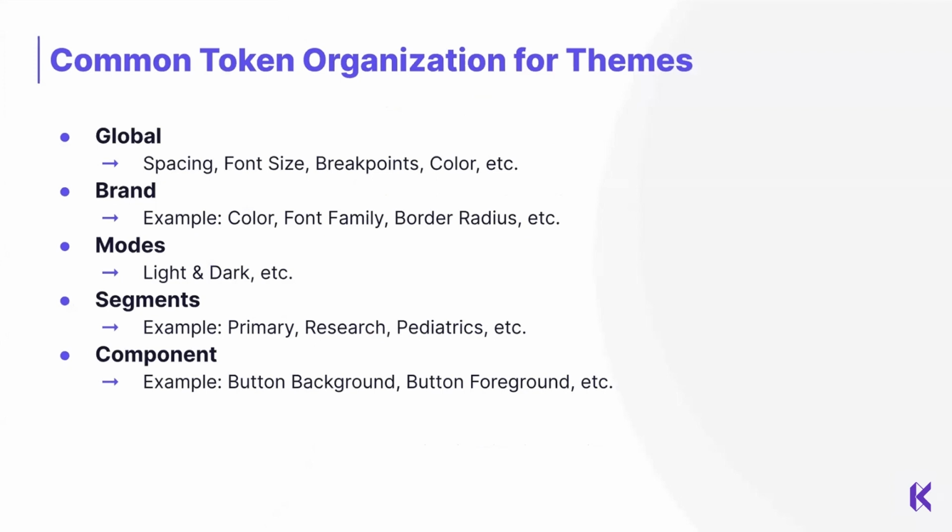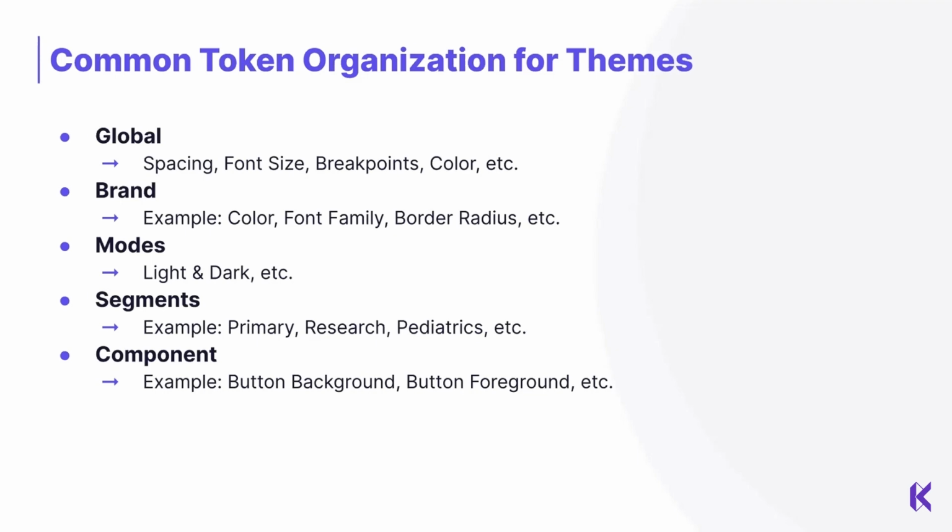So, what are the common organization structures and ranges for how people do this with their tokens? A lot of times you've got global tokens, which are things like spacing, font size, and breakpoints. This is a lot of the things that Mark was calling out earlier in the presentation he was giving. Then we've got another layer, which is brand specific. A lot of times this is where we're referencing things in the global space. We've got modes, light and dark. We've got the segments. And of course, we've got the component level where you can actually apply these tokens directly to components.